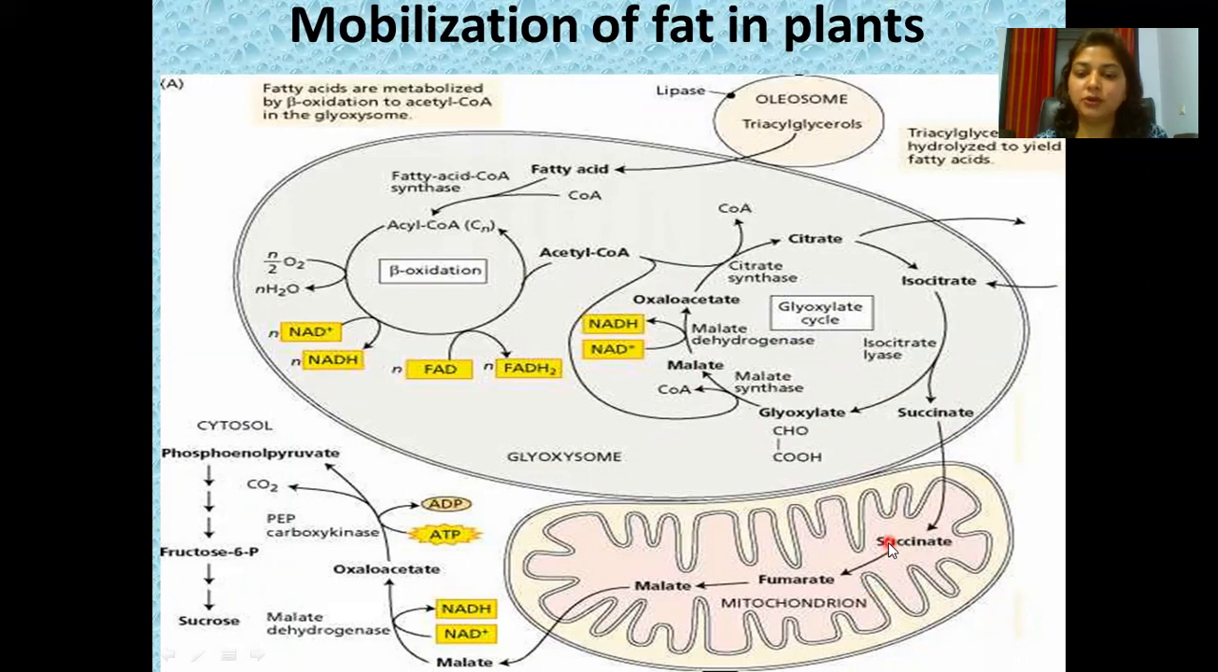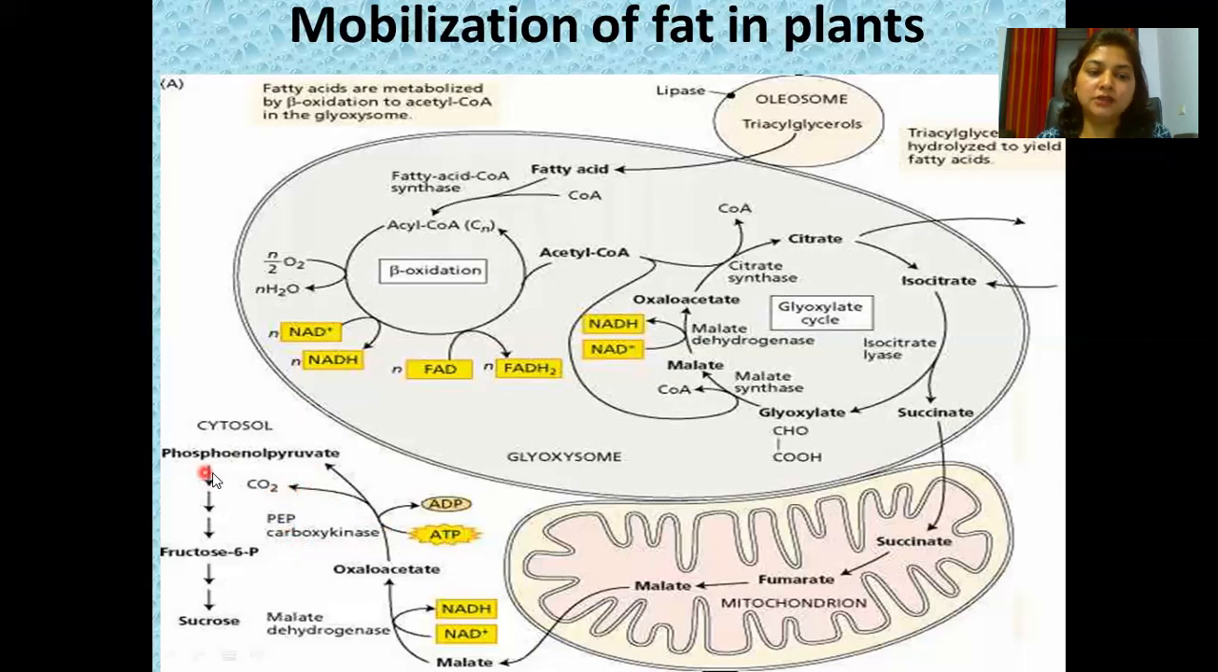Inside the mitochondria, the succinate is converted into malate. This malate is later moved outside the mitochondria into the cytoplasm. In the cytoplasm, this malate is oxidized to oxaloacetate and later, by the process of gluconeogenesis, it is further converted into sucrose. Oxaloacetate is first converted into phosphoenol pyruvate with the help of the enzyme phosphoenol pyruvate carboxykinase, which involves the use of 1 mole of ATP.